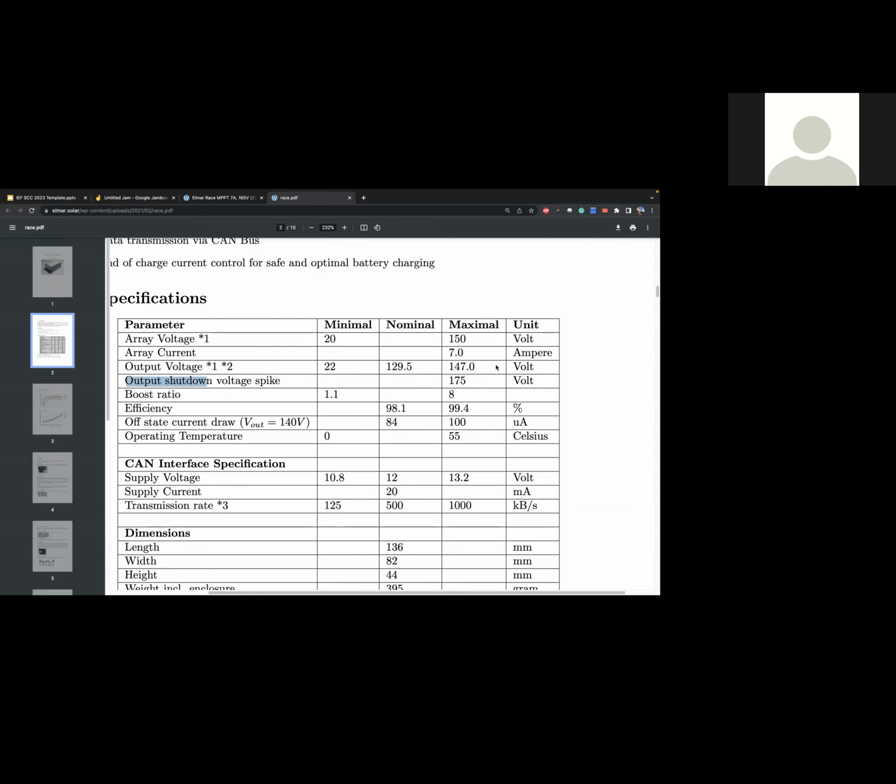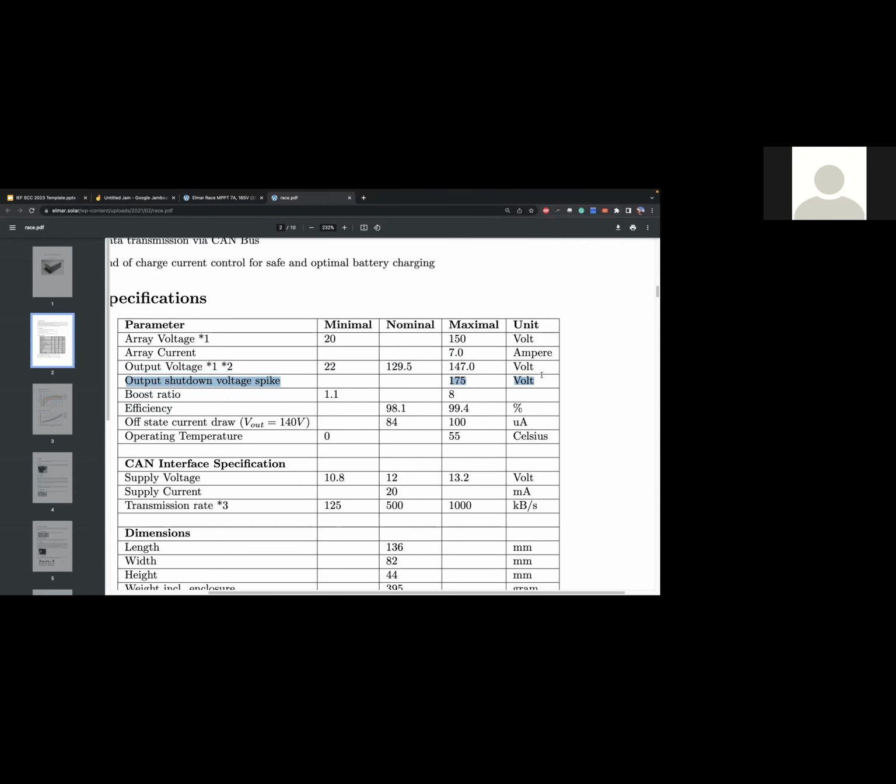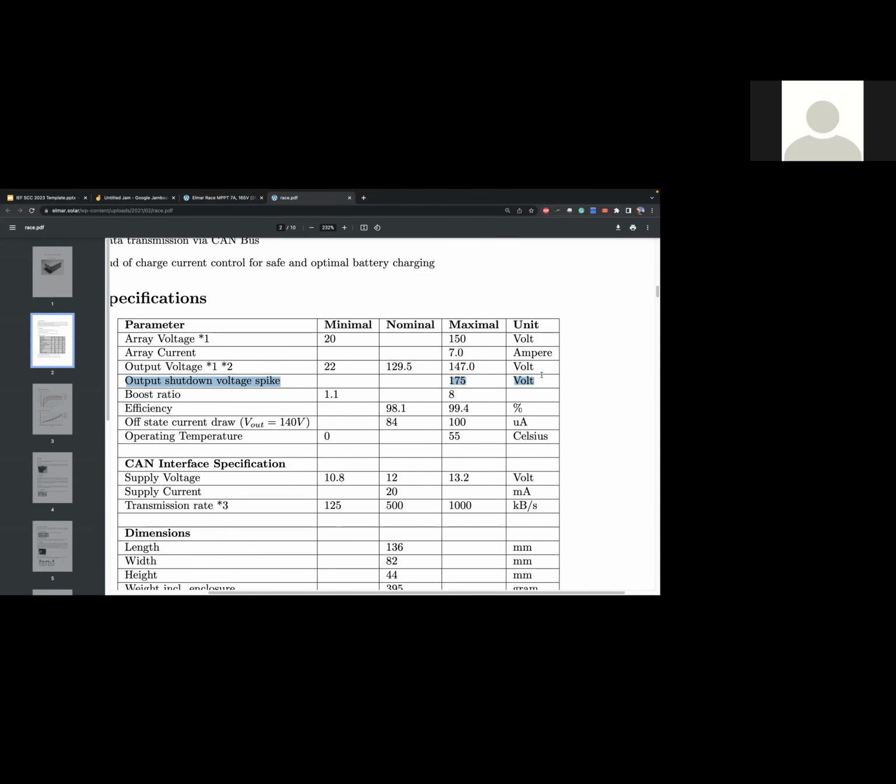Usually MPPTs have some kind of protection built in. When you disconnect your battery from the output of the MPPT while it's in operation, you can expect the voltage to rise above the max limit. But usually there's some protection built in at some voltage that it literally cannot cross because of the protection. And for my MPPTs, that's usually configured to 175 volt.